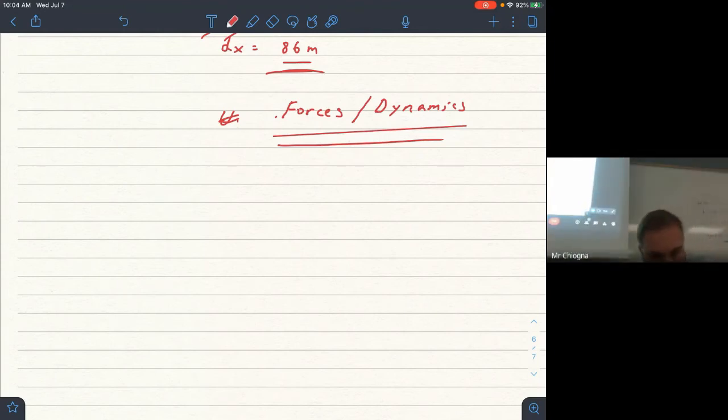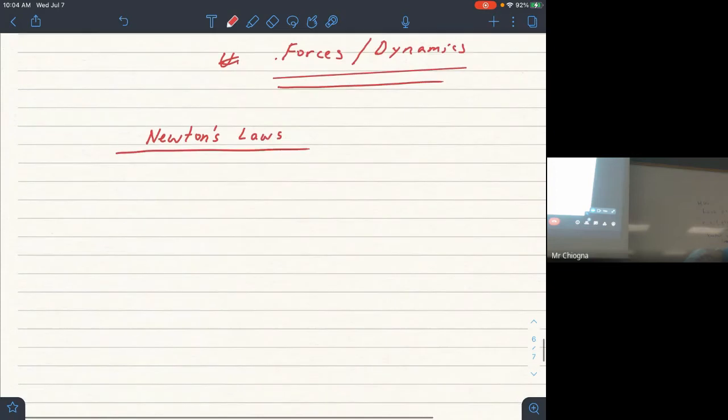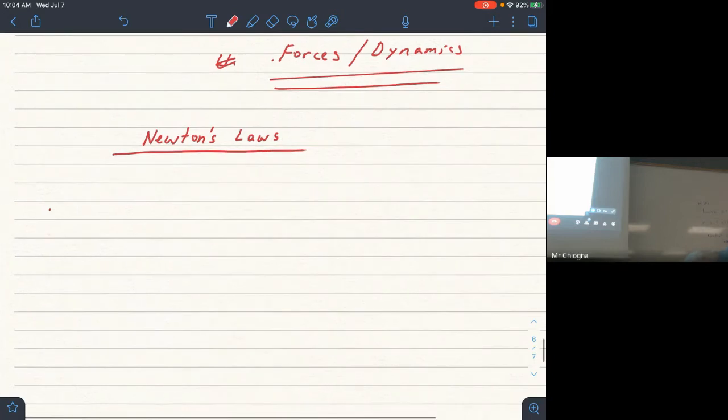Let's go over, first of all, Newton's laws. This is a reference to forces. Okay. Well, before we start, just a reminder of what a net force is.